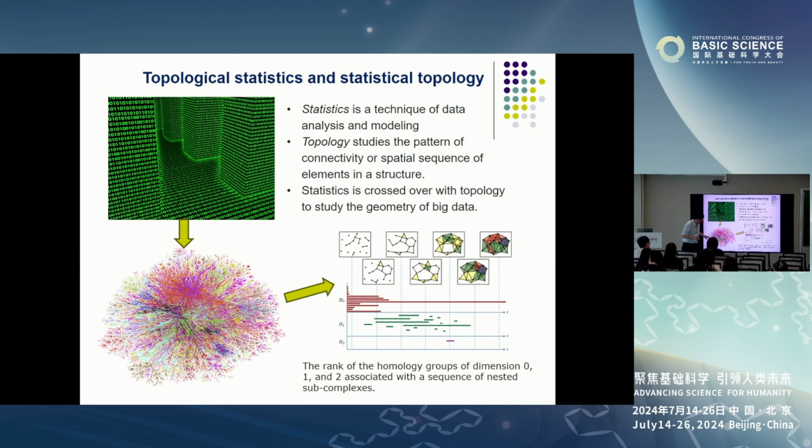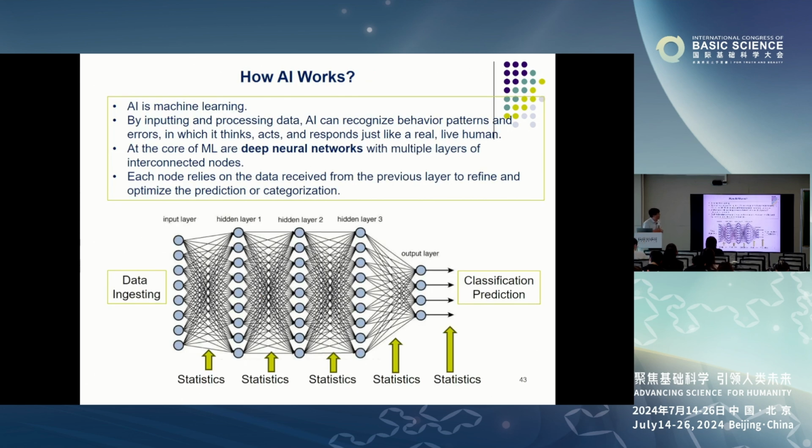And how to activate the network, as you know, I collaborated with Professor Jie Wu to incorporate topology to dissect the topological architecture and function of the network. This diagram demonstrates how topology can be used to dissect the topological architecture. I think the model we developed can likely be incorporated into AI. The core of AI is machine learning. Just by inputting process data, AI can recognize behavior patterns and errors in which it thinks, acts, and responds, just like a real-life human.